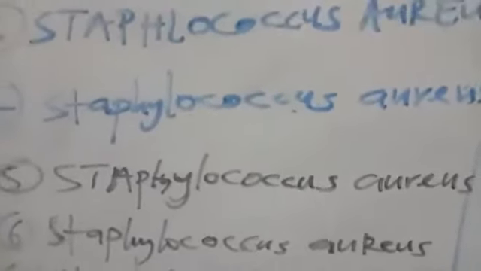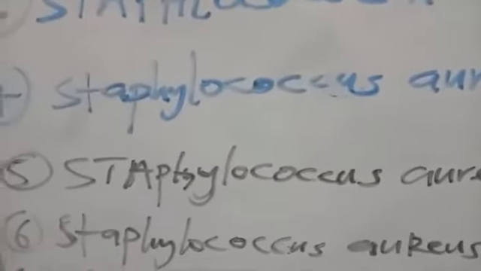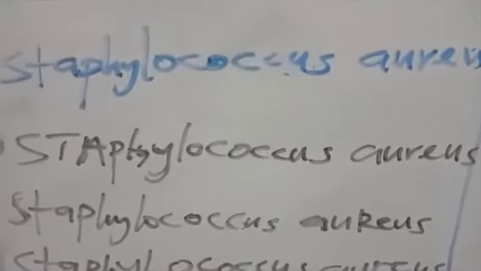This word, Staphylococcus aureus. Welcome back. As I was saying, number 4 is properly written, but it's not underlined. Number 5 is wrong because STA is capital. STA is capital in Staphylococcus. ST and A are capitalized.